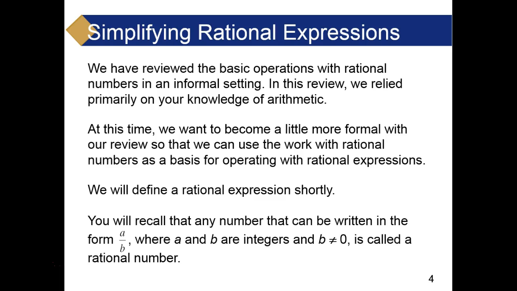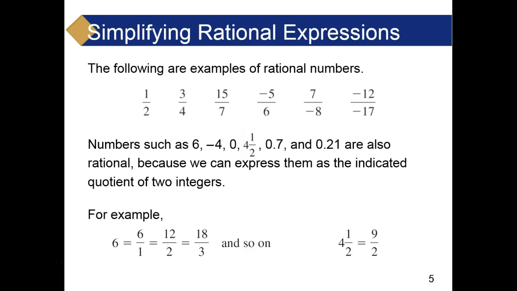We'll think of it in terms of ratio of integers. So, are these all rational numbers? Yeah, they're ratios of integers. 1's an integer, 2's an integer, 3's an integer, 4's an integer, 15's an integer, 7's an integer, -5. Those are ratios of integers as long as that denominator is not 0.